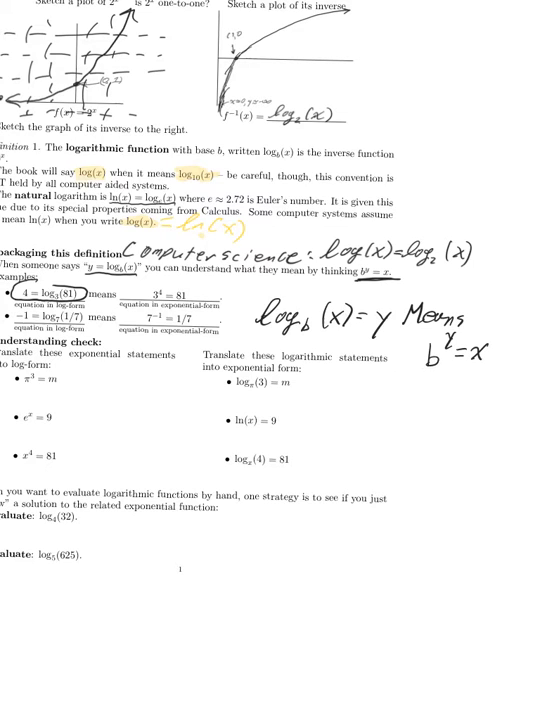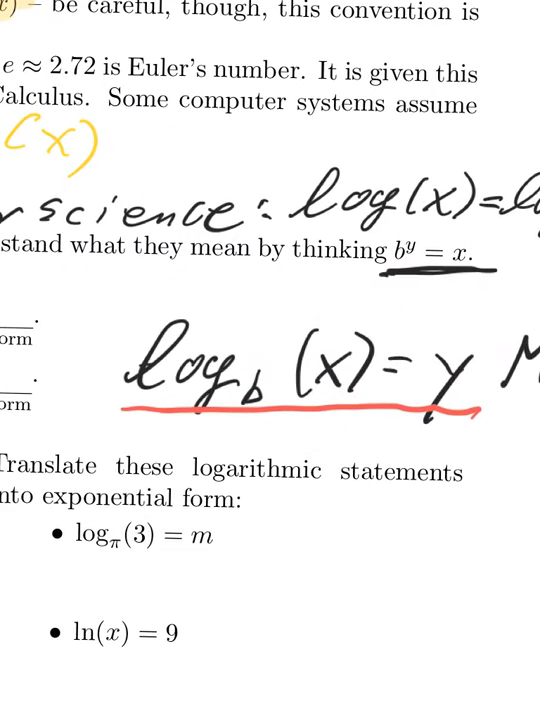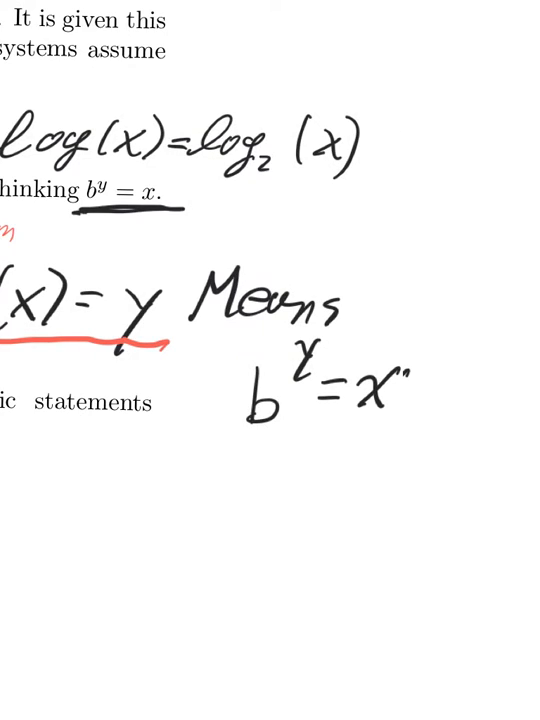And there are words for the two different forms. Something that looks like log base b of x is equal to y, I will say is in log form, or if I want to be very formal, in logarithmic form. Something in the form b to the y is equal to x, I will say is in exponential form.